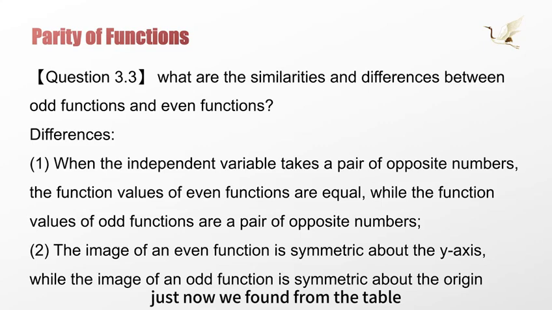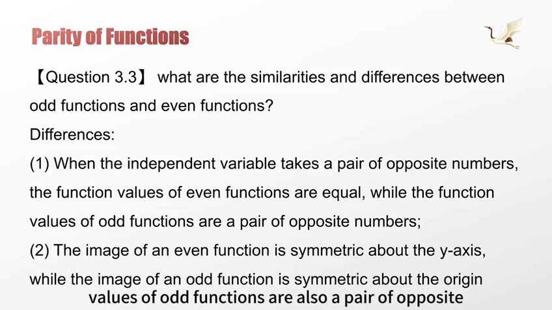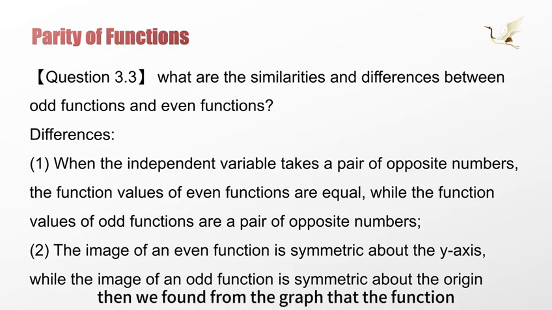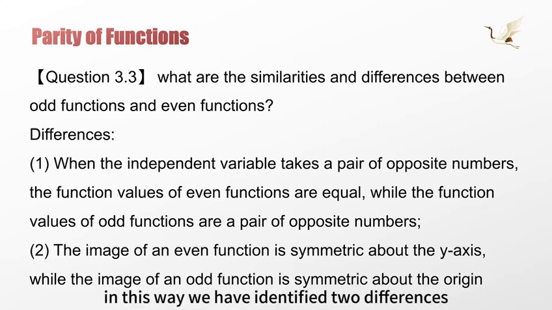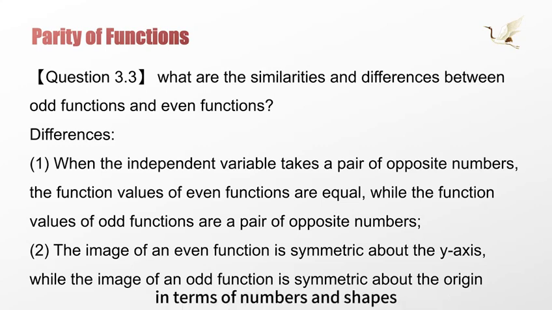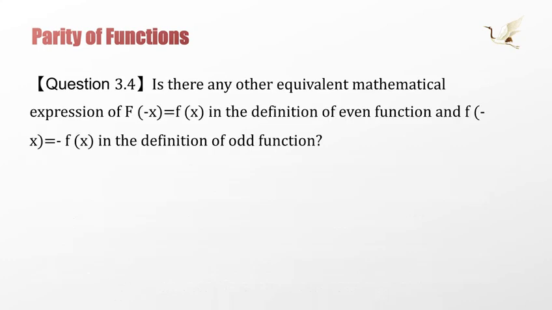Just now we found from the table that when the independent variable takes a pair of opposite numbers, the function values of even functions are equal, while the function values of odd functions are also a pair of opposite numbers. Then we found from the graph that the function graph of even functions is symmetrical about the y-axis, while the graph of odd functions is symmetrical about the origin. In this way, we have identified two differences between odd and even functions in terms of numbers and shapes.